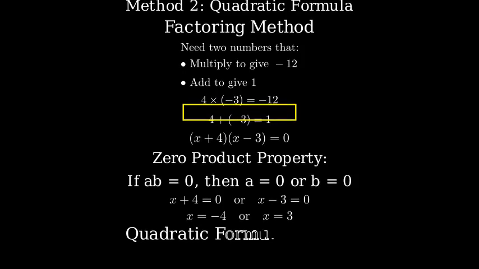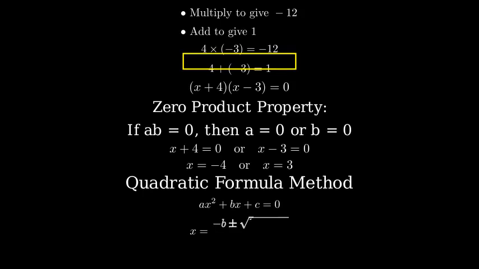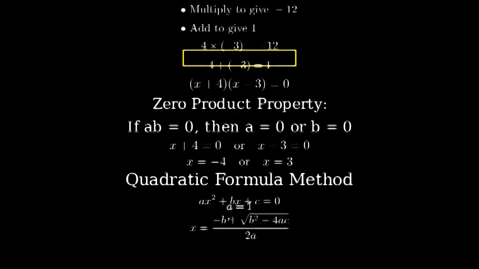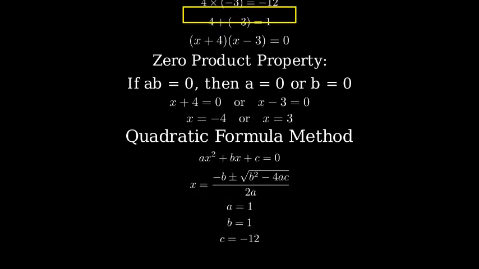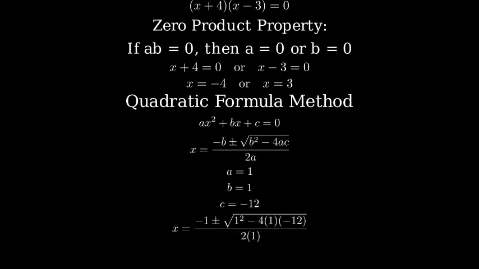The quadratic formula states that for a quadratic equation in the form ax² + bx + c = 0, x equals negative b plus or minus the square root of b² − 4ac, all over 2a. In our equation, a = 1, b = 1, and c = −12. Let's substitute these values into the formula. Let's solve this step by step.